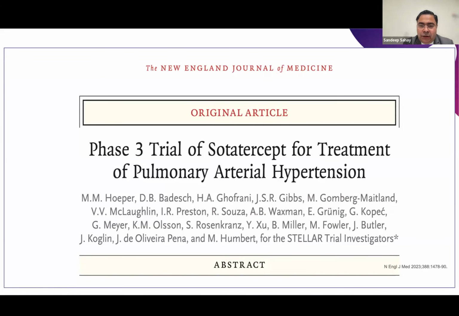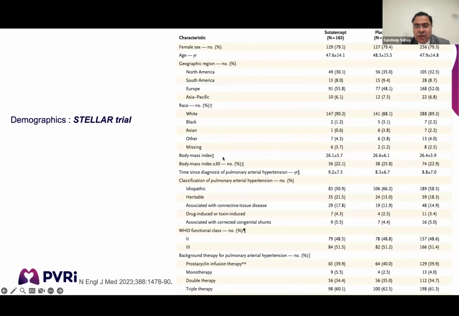On the clinical side, the drug got approval based on the pivotal trial, which was the STELLAR study. I think most of the clinician researchers and even the patients are familiar with this main trial. In phase 3, this drug showed significant benefit in PAH. Just going over the demographics, it was a randomized, placebo-controlled, global study. It had 323 patients total and was female predominant.